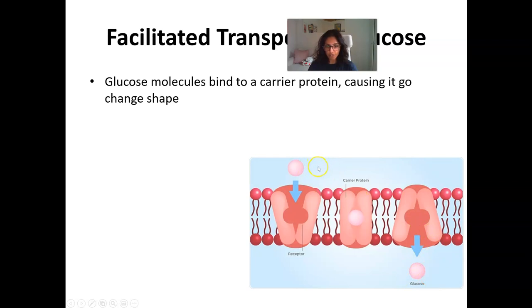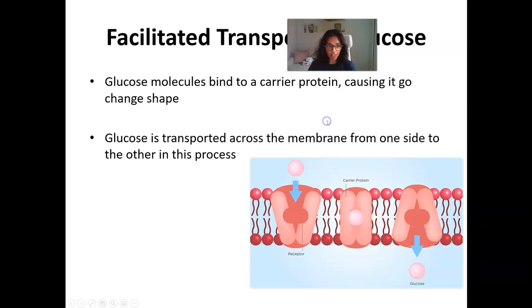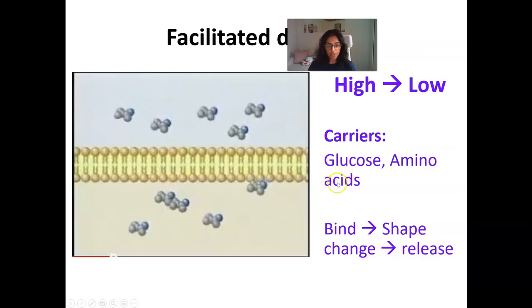So this would be the extracellular environment. Glucose binds to that carrier protein, the carrier protein changes shape and opens up, transporting glucose across that membrane to the intracellular environment. Okay, and again, this is a passive form of transport. This video here just summarizes facilitated diffusion. Please make sure you watch and you listen carefully.